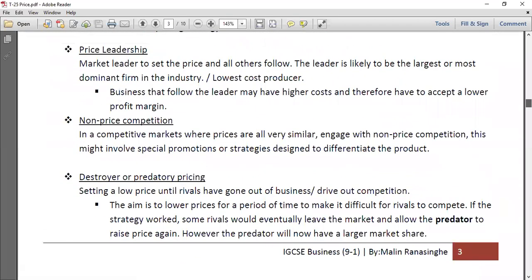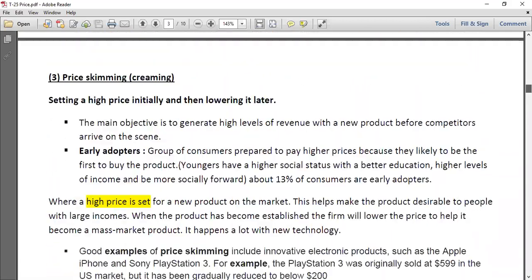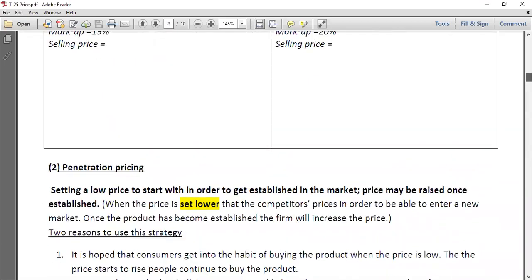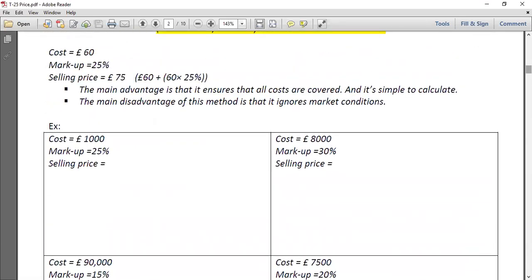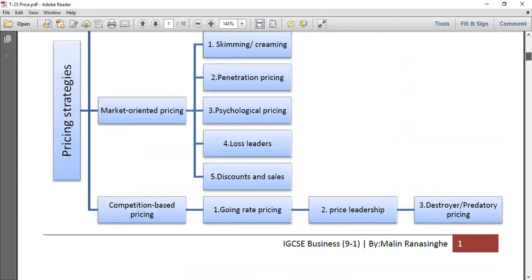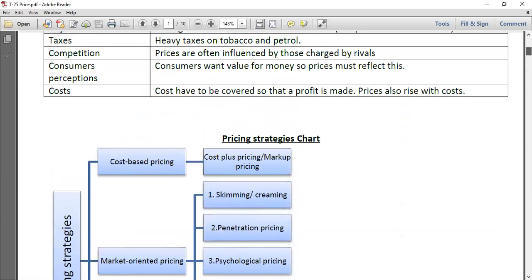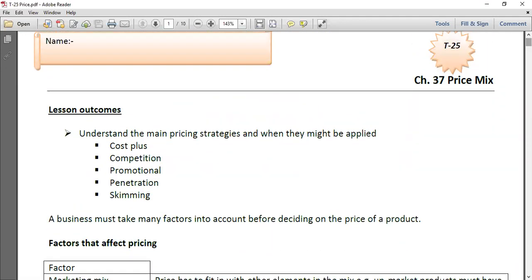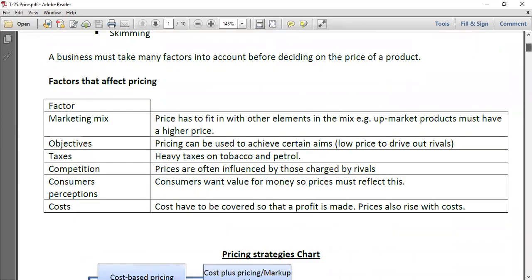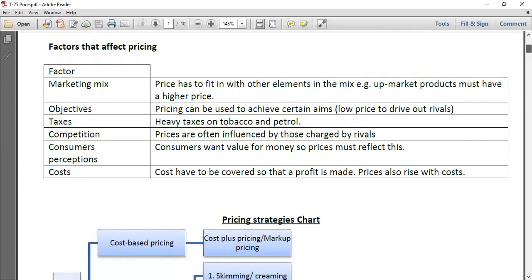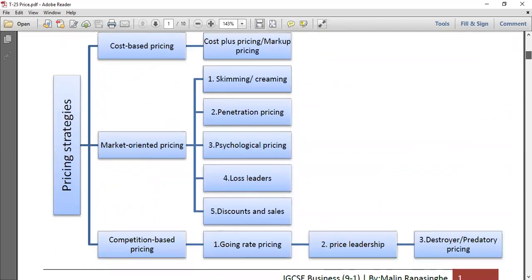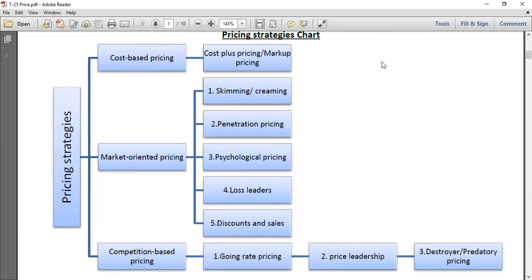So I think we have enough for this lesson. We have discussed 4 methods today: competition pricing, skimming pricing or creaming, and penetration pricing, and secondly the cost plus pricing method. Today our main lesson was introducing pricing strategy. What we discussed today is the main pricing strategies, and then the factors affecting pricing: the marketing mix, the objective, taxes, competition, consumer perception, and cost. And we introduced all the pricing strategies today: cost plus pricing, skimming pricing, penetration pricing. So 4 pricing strategies we discussed today.